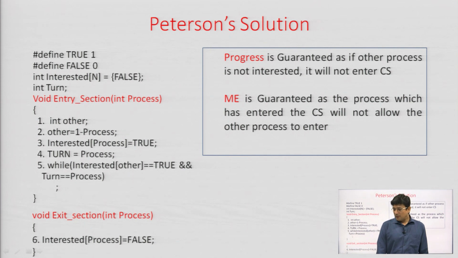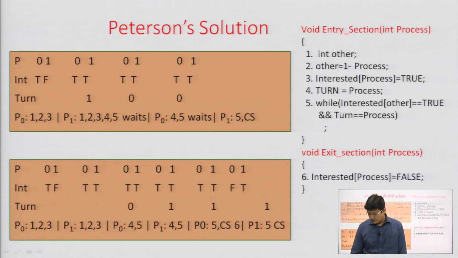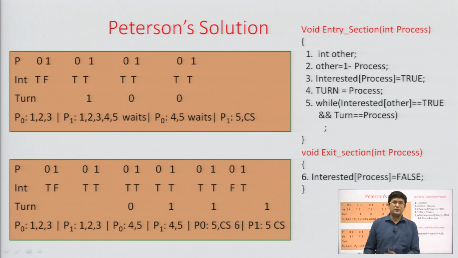Fine. Now the progress. Let us say a process does not want to enter the critical section. So it will not check the condition, or it will not set the interested as 1. If it does not set the interested as 1 or true, the progress property is also satisfied. Now, we will check the other two later. Let us check another scenario.